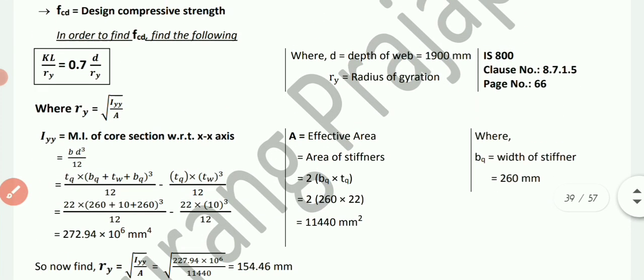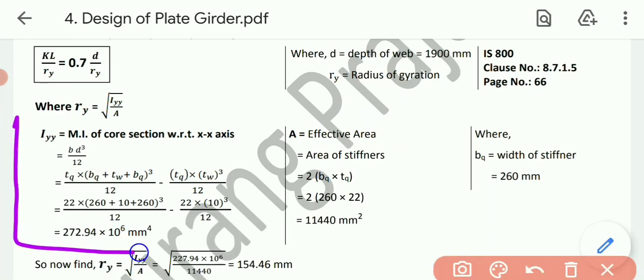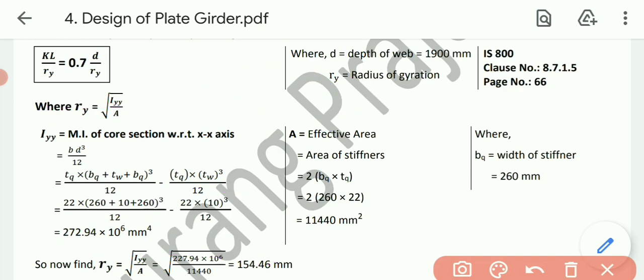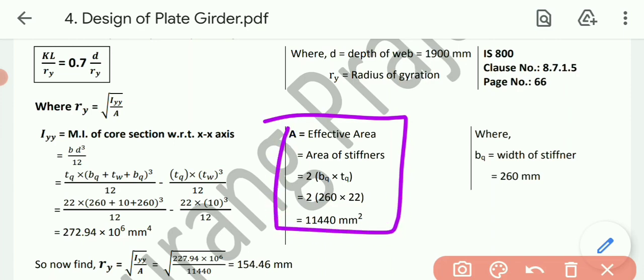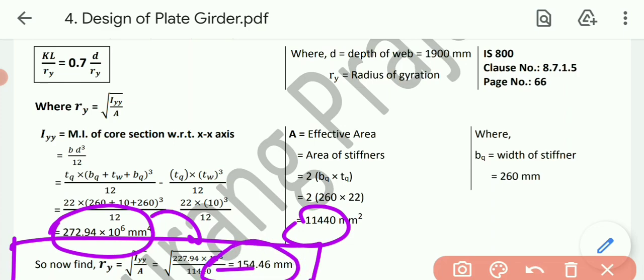Okay, so I have done the same thing over here, you can see. 22 in the bracket 260 plus 10 plus 260 cube by 12. Okay, and I have deducted the web portion from that, minus 22 into 10 cube by 12. So ultimately I will get the moment of inertia 272.94 into 10 raised to 6 mm raised to 4. Then the area, we already have the value, that is 11440. Once I get these two, I can calculate RY, root of I by A, with this I and the area 11440. So ultimately I will get RY, that is 154.46 mm.